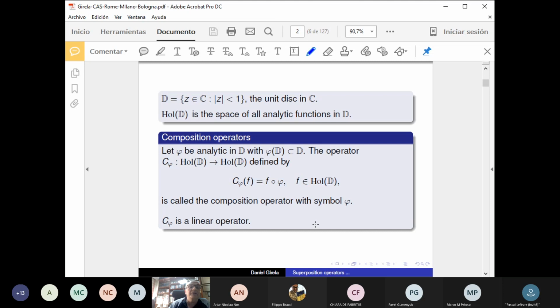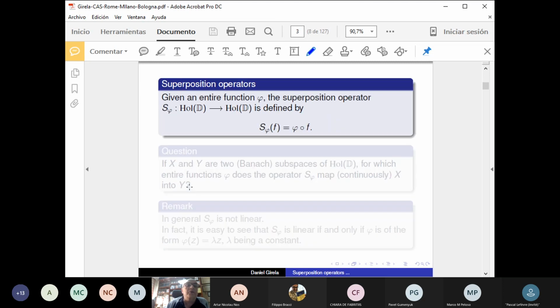We are going to speak about superposition operators. Superposition operators in some way are similar, but the composition is in the other way. So what we have is an entire function phi, and then the superposition operator from analytic functions in D into analytic functions in D is defined in this way. If we have an analytic function F in D, then S phi of F is F composed with phi. So it's composition, but in the other way.